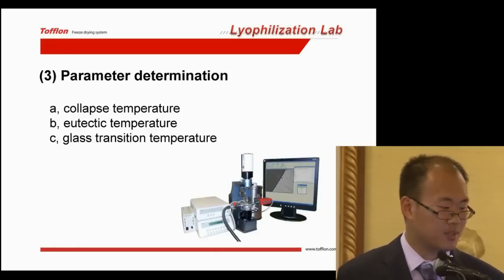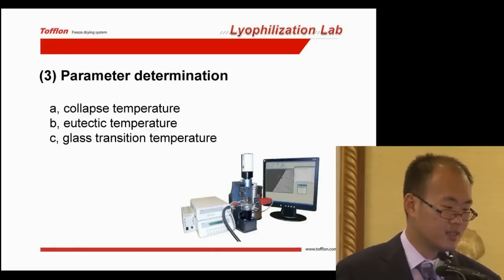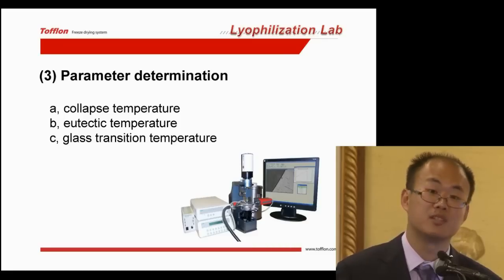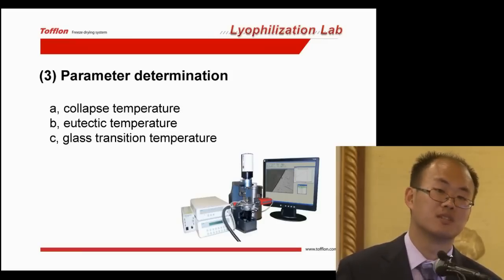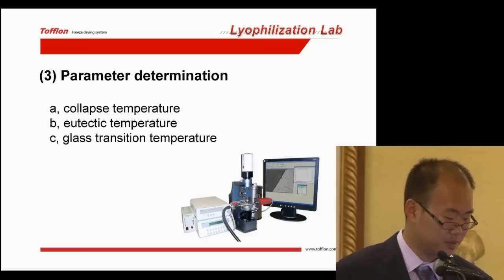And the third step is the parameter determination. The parameters are usually the collapse temperature, or the eutectic temperature and the glass transition temperature. We commonly determine the collapse temperature, and the last two temperatures we use just rarely.